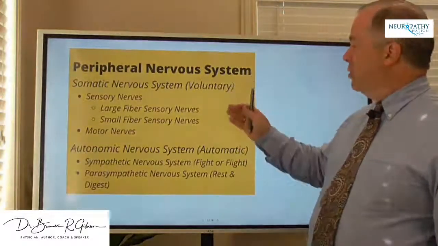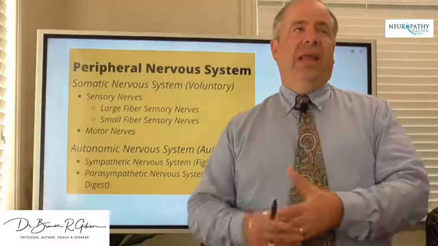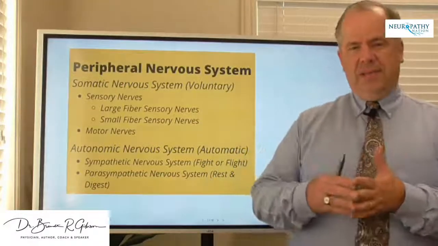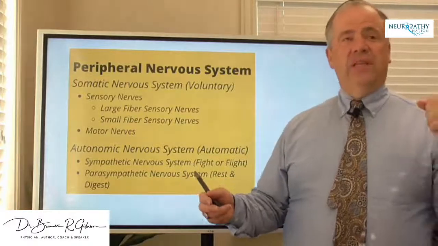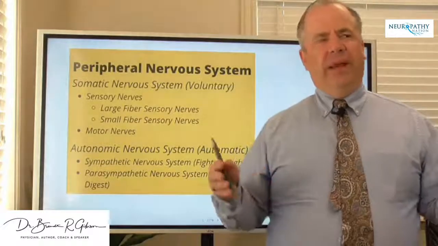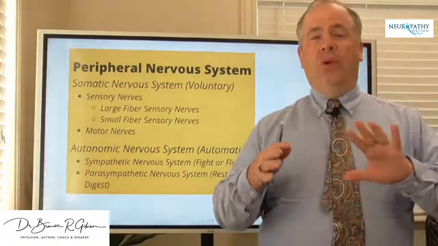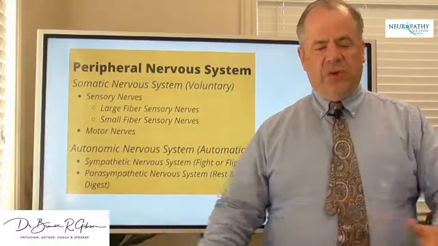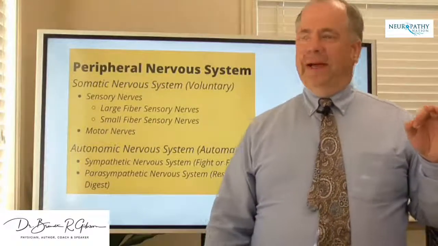Now let's go back to the somatic nervous system, the voluntary portion of the peripheral nervous system. In this case, this is all the sensory nerves and the motor nerves. When it comes to the sensory nerves, it's any sensation that you're getting from the body. We have the five senses. Any of those sensations will be running through the sensory nervous system to get back to the brain and spinal cord for interpretation.